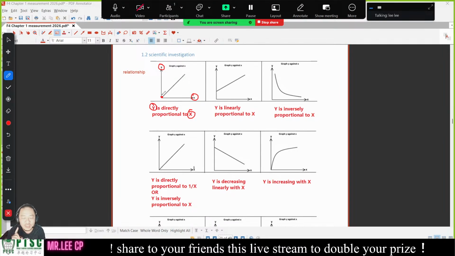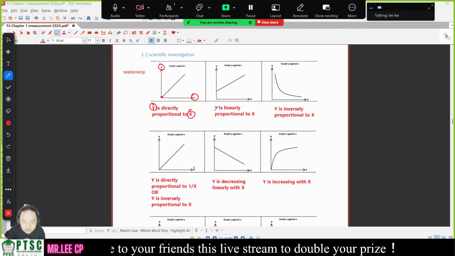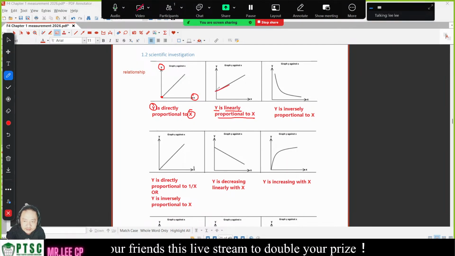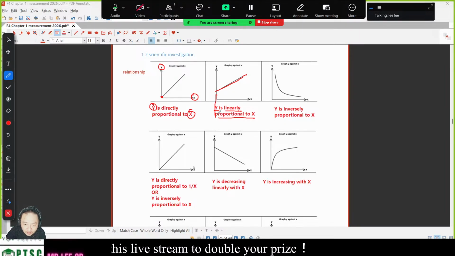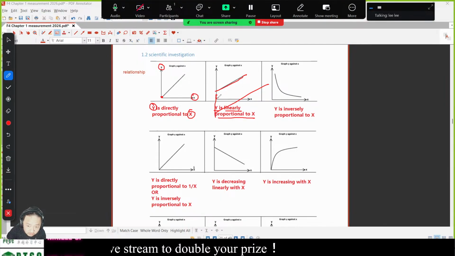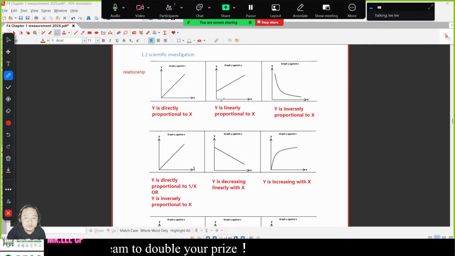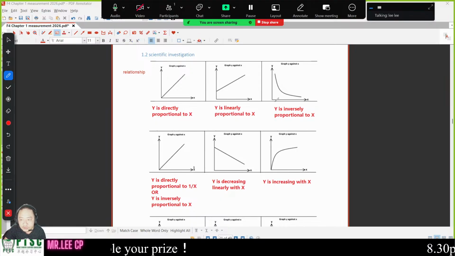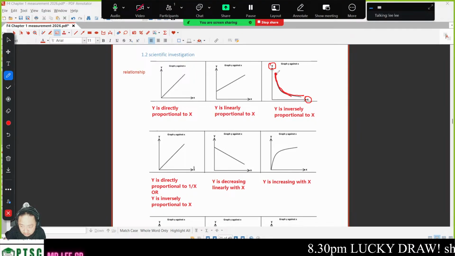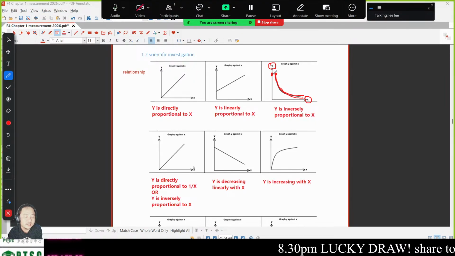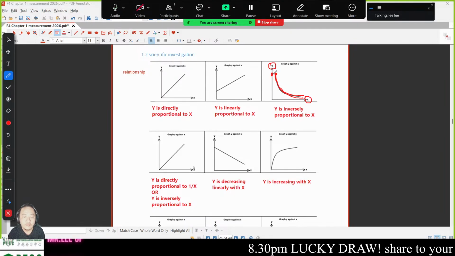If it is a straight line but it does not go through 0, we call it y is linearly proportional to x, which means it does not go through 0. Either this way or this way can also, as long as it does not go through 0. Linear means it is a straight line. Now if the graph comes this way, it is called inversely proportional. Y is inversely proportional to x. Make sure you see this one: it is going down, but it is not touching the y-axis. It is called inversely proportional.